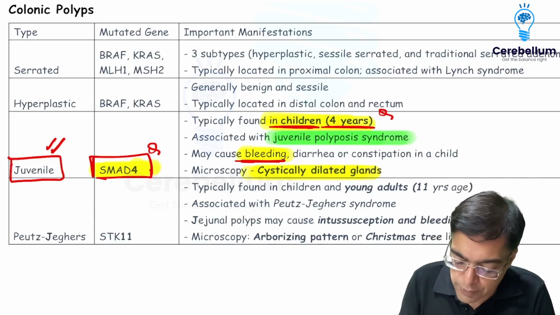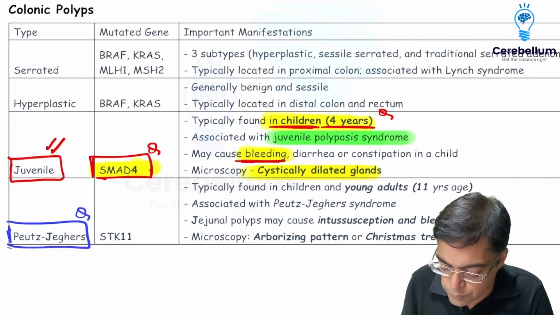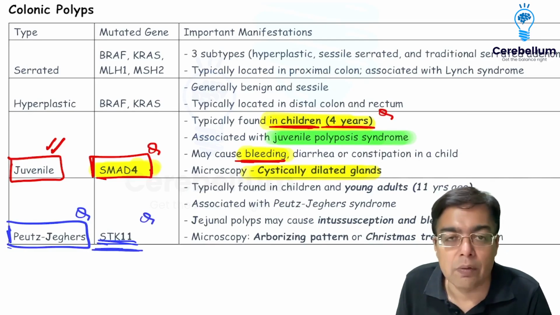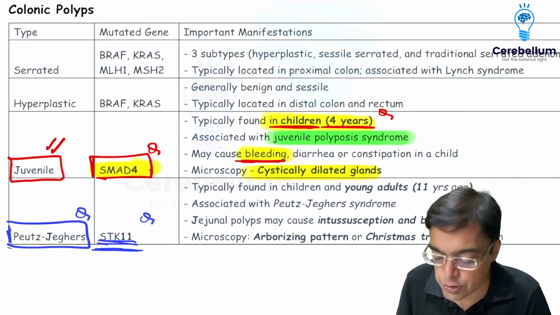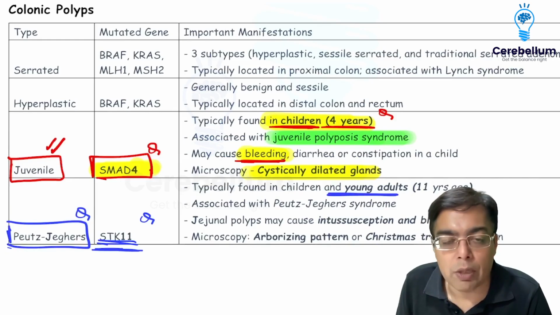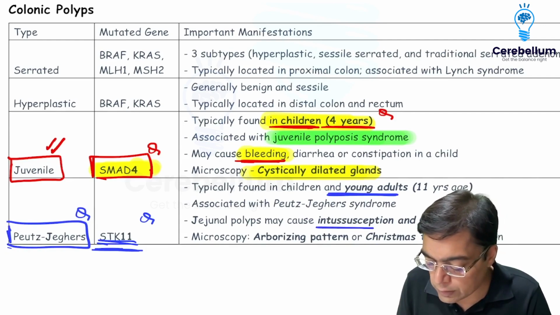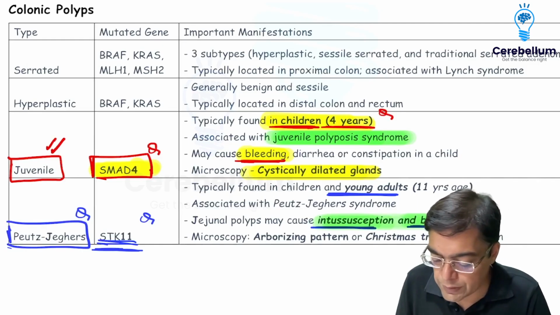The other polyp is what we expect to see in the second decade of life, which is given the name of Peutz-Jeghers polyp. Peutz-Jeghers polyp is characterized by a problem at the level of STK11, that is serine threonine kinase. The patients are classically around 11 years of age, so the second decade of life. They present with a polyp in the jejunum. Such patients are known to develop abdominal pain and bleeding, or they can develop intussusception.